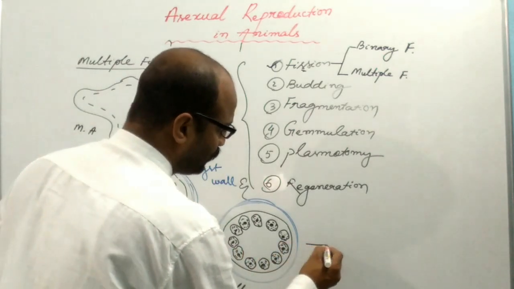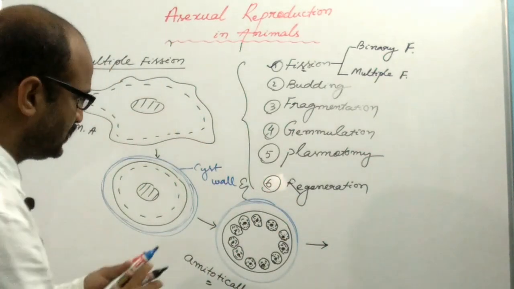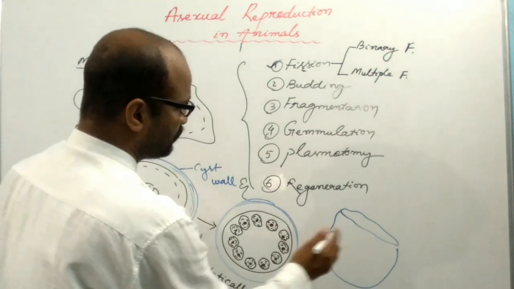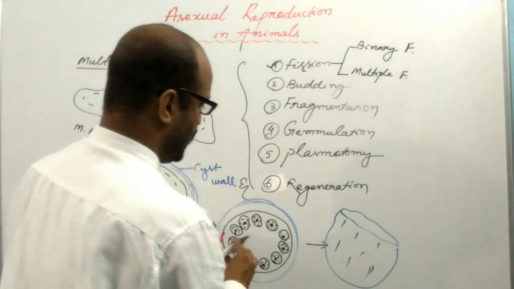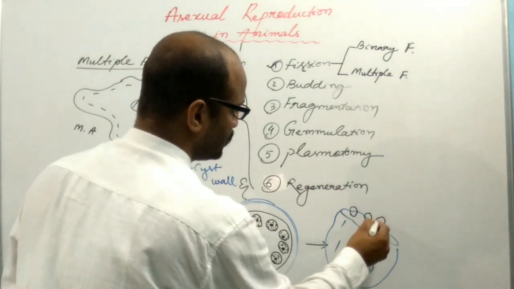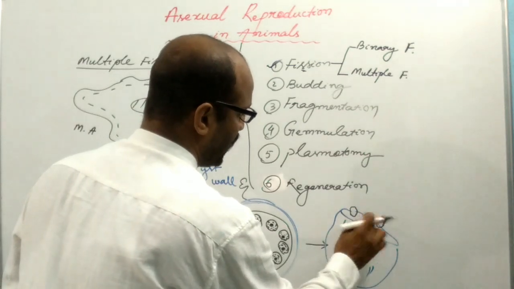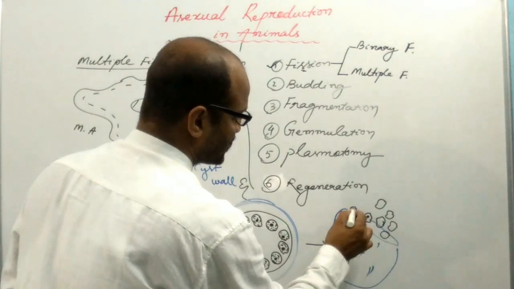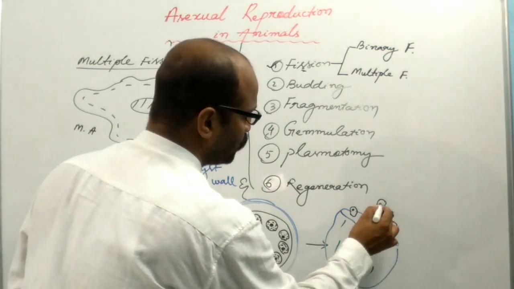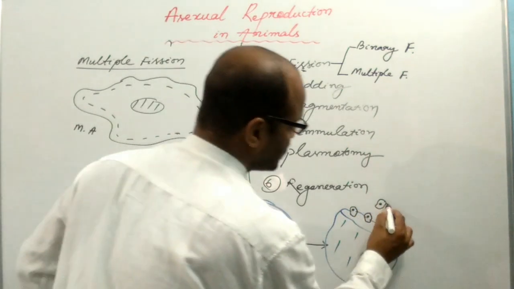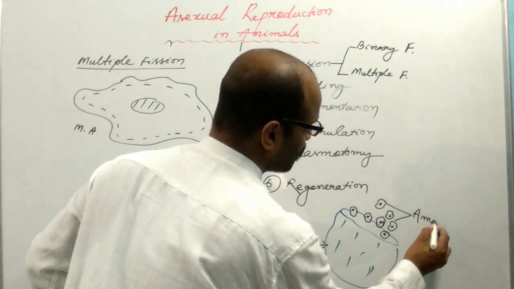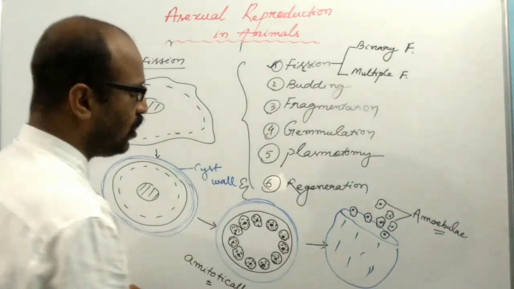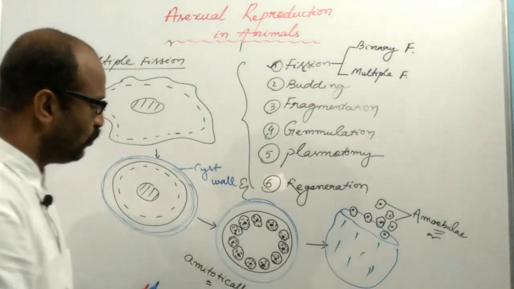At the arrival of favorable condition, there is the break of the cyst wall and the release of small amoebae, which are known as amoebulae, plural, singular amoebula, or these are also known as pseudopodiospores.